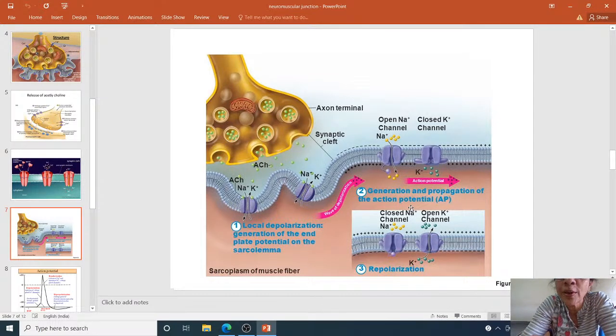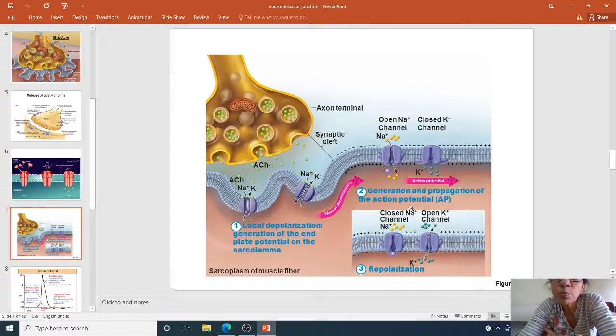When it is spreading all over the membrane, what will happen? More and more sodium channels will be opening up, and a lot of sodium ions will be entering inside the muscle fiber. Then only it can fire an action potential. If you see here, first it is local. In the first diagram, local depolarization is taking place. That is the end plate potential. And slowly a lot of sodium ions are entering into the muscle fiber. Then it will lead to action potential.